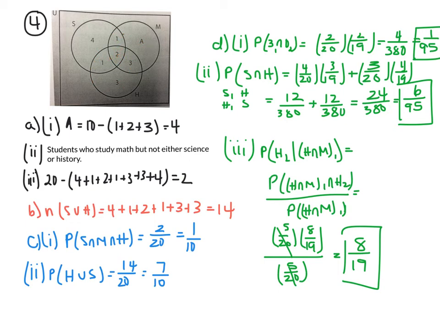So you get 2 out of 20, and then the probability that the next student doesn't study anything is 2 out of 19. So you get 4 out of 380, or if you simplify that, 1 out of 95 chance.